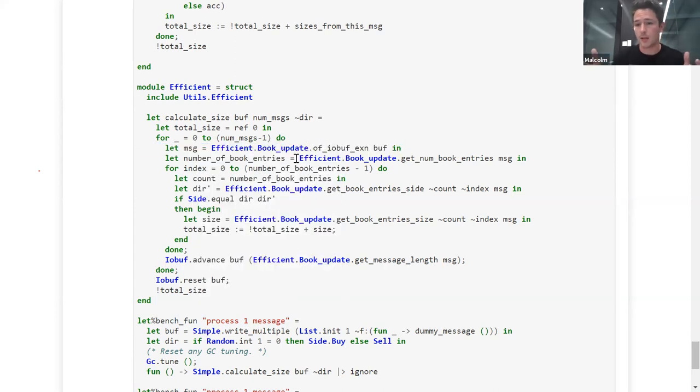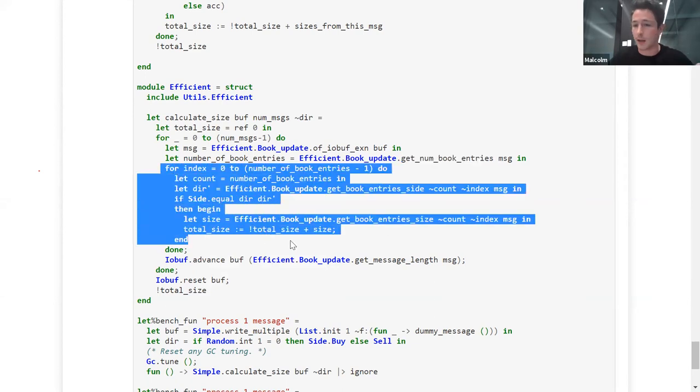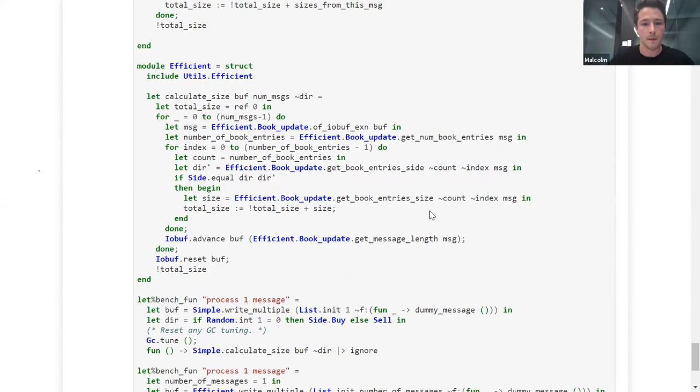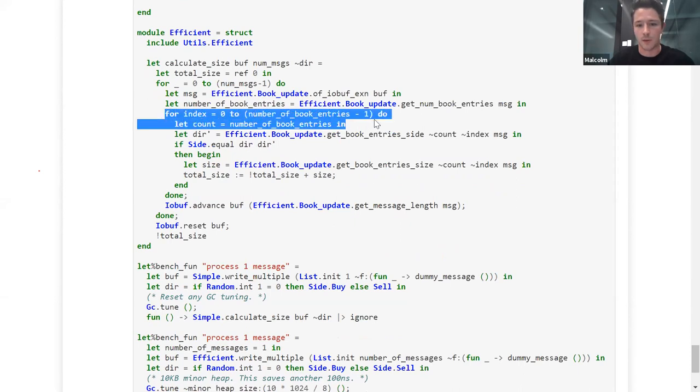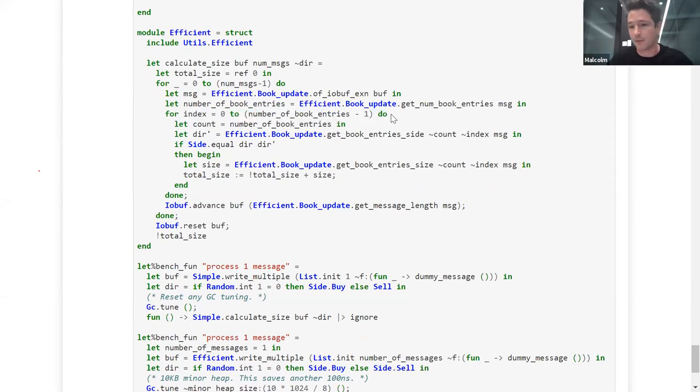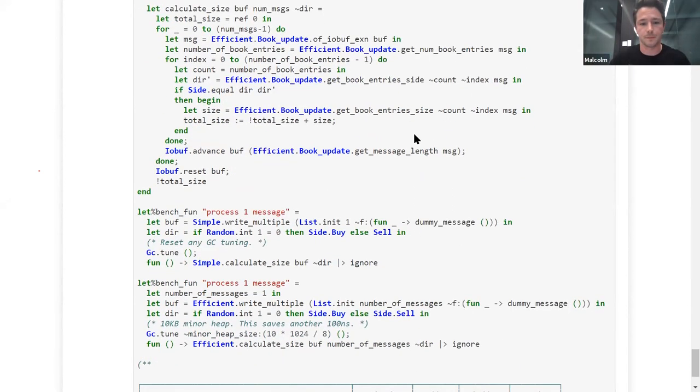So it's just like the immediate int from before. We're just wrapping it up in a little abstraction. So we haven't allocated anything. We've got our message and now we can pull all these fields out and do the same adding up like we did before. We have to use a for loop instead of a list map because we don't have a list. We don't want to allocate a list. We just have a sequence of things that we can look at in the buffer.